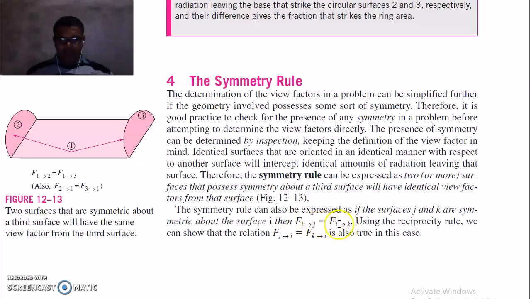And if you apply the reciprocity theorem, because the surfaces are the same, F_j to i is equal to F_k to i is also true in this case.